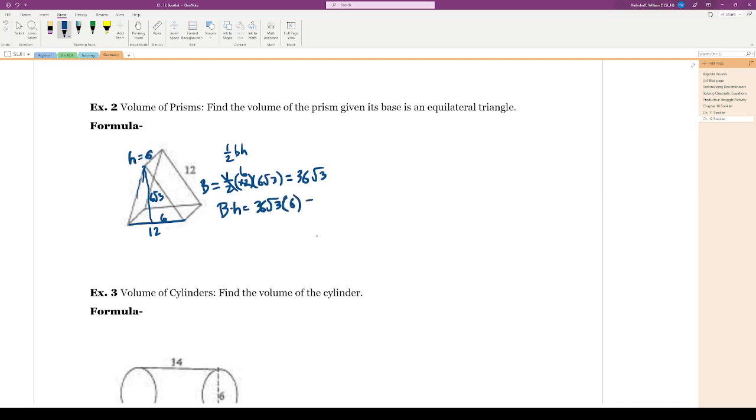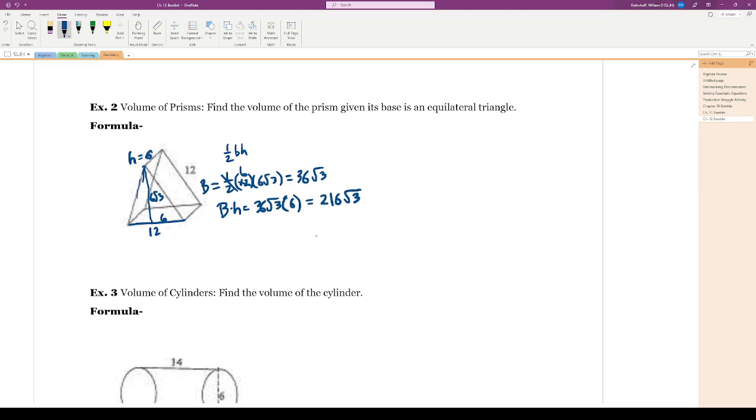And again, hopefully this is all review. These are formulas you should have seen before and problems you should be able to work already. 6 times 36 is 180 and 36. So that's 216 root 3. And again, that's going to be in cubic units.